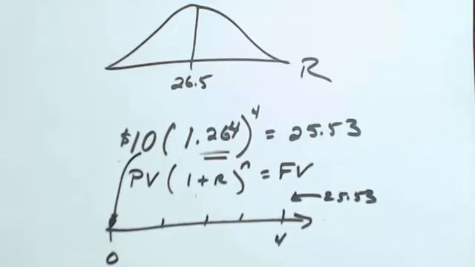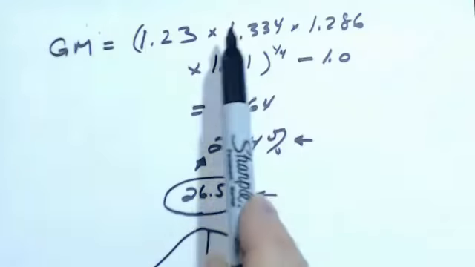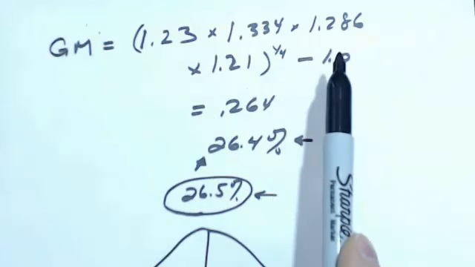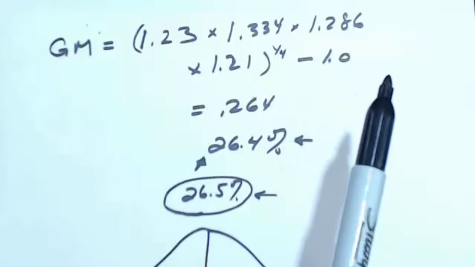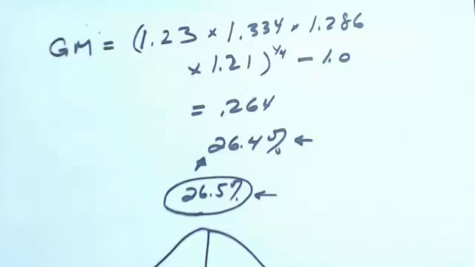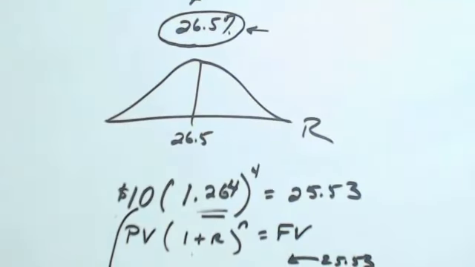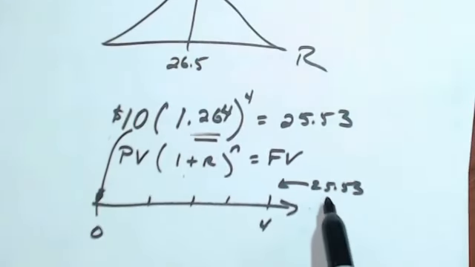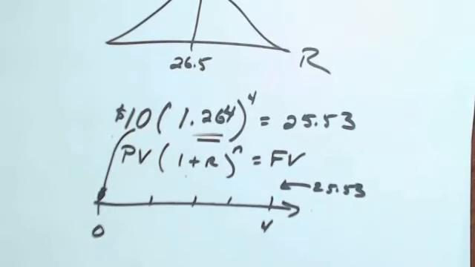And that is an average total return. I should be clear, because these returns in the data that I have here are total returns, which are really what's most important in finance. We're not concerned about just the capital gains and losses. We're also concerned about cash flow. And so we're looking at total returns. If we invest $10, we're going to end up with $25.53 at the end of 4 years, given this average return of 26.4%.